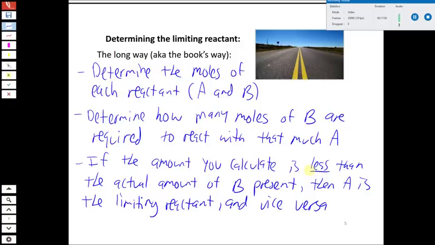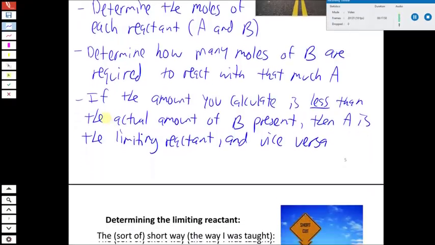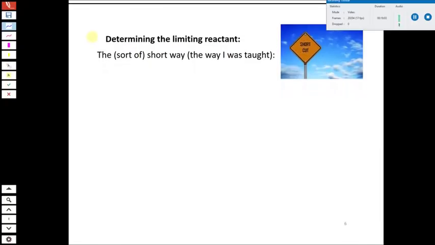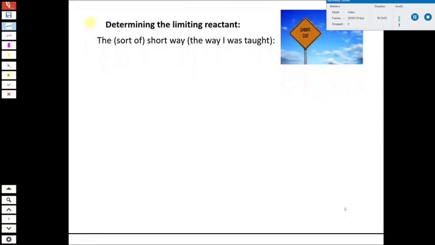Hard to keep straight sometimes, so there is a way that I prefer to do this, which I call the sort of short way. It's not really shorter than this, I would say. But the nice thing about doing it this way is you just have to compare two numbers and not think about, is it bigger or smaller than, what does that mean, all that stuff. You look at the number, the smaller one is immediately the limiting reactant, you're done. There's one caution of this approach that I'll point out later.